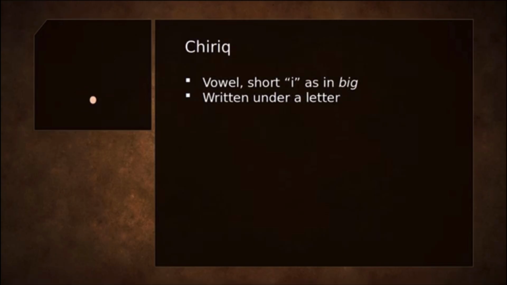Our next vowel is the chirik. Chirik is written as a single dot underneath the letter. Chirik makes the sound of short I, as in the words big or kid.